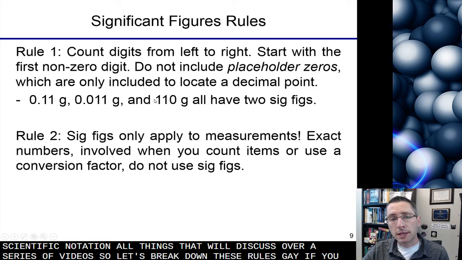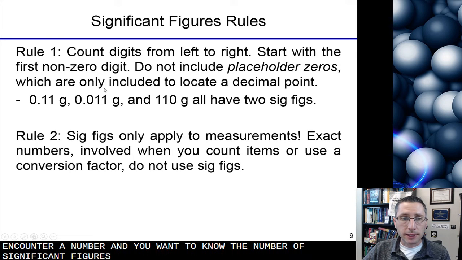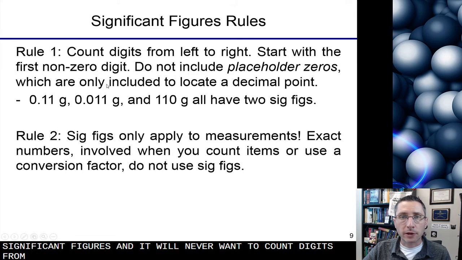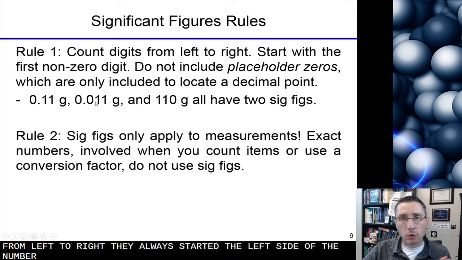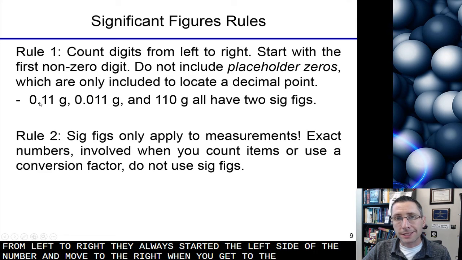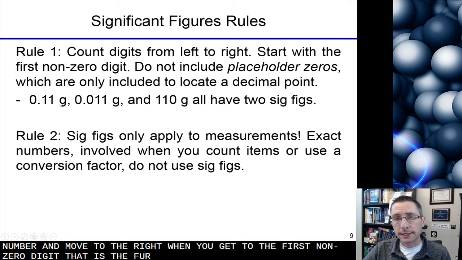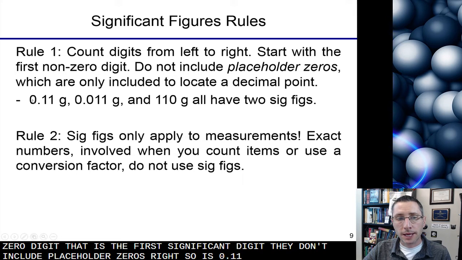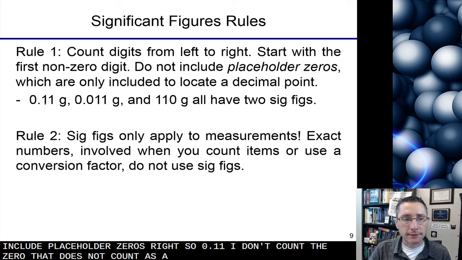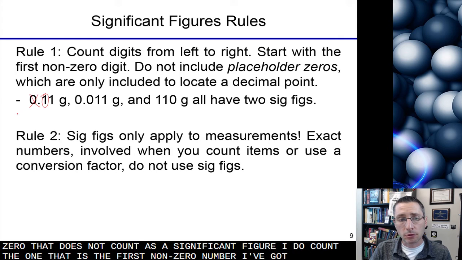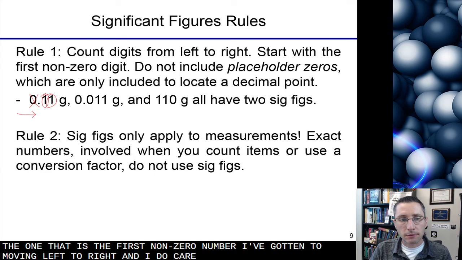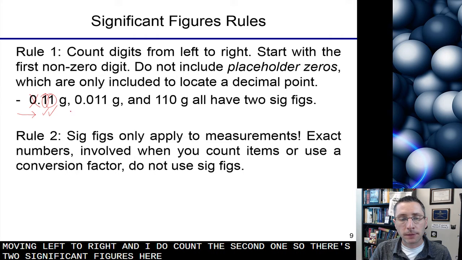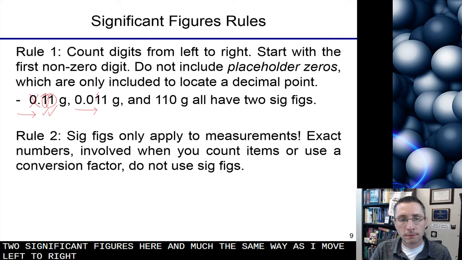If you encounter a number and you want to know the number of significant figures in it, rule number 1: count digits from left to right. Always start at the left side of the number and move to the right. When you get to the first non-zero digit, that is the first significant digit. Don't include placeholder zeros. So 0.11, I don't count the 0. That does not count as a significant figure. I do count the 1, that is the first non-zero number I've gotten to, moving left to right. And I do count the second one. So there are 2 significant figures here. In much the same way as I move left to right, there are 2 significant figures in 0.011.